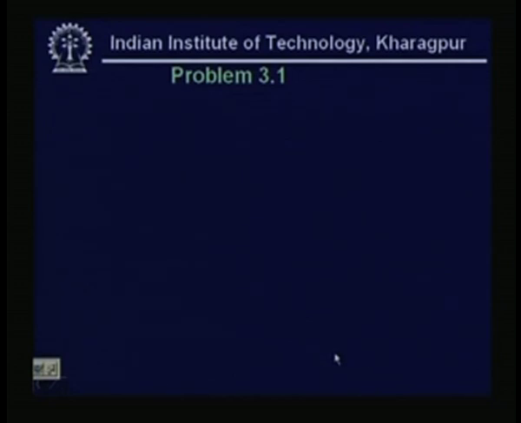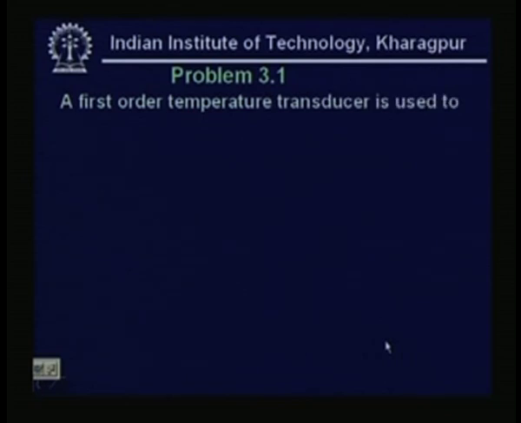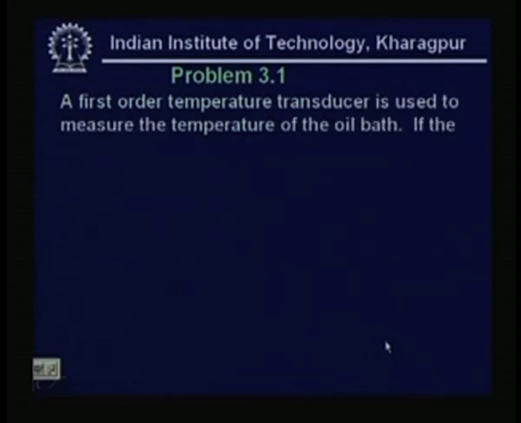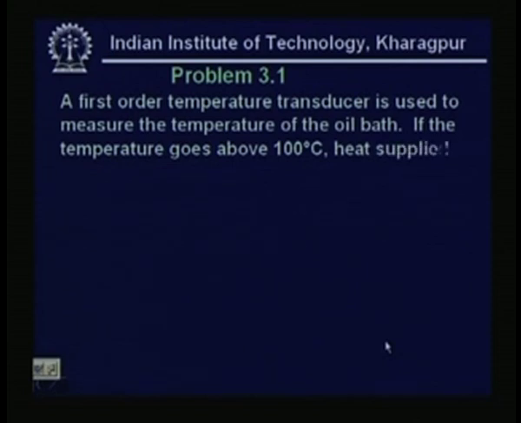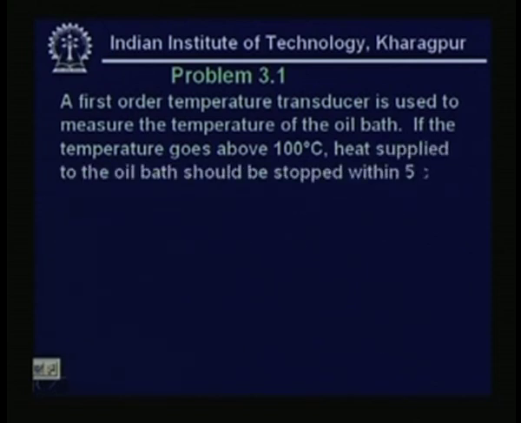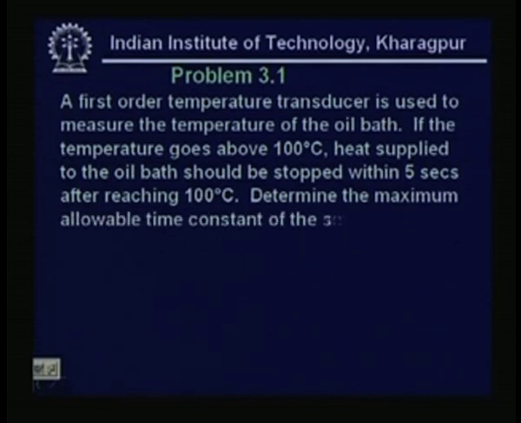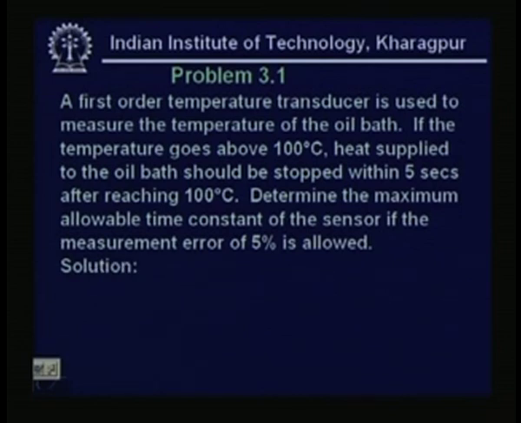Now, let us start some problems. Let us look at problem 3.1. It says a first order temperature transducer is used to measure the temperature of an oil bath, and if the temperature goes above 100 degrees centigrade, heat supply to the oil bath should be stopped within 5 seconds after reaching 100 degrees centigrade. Determine the maximum allowable time constant of the sensor if a measurement error of 5% is allowed, right. So, let us solve this problem.